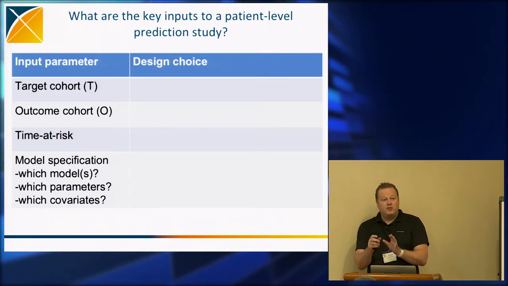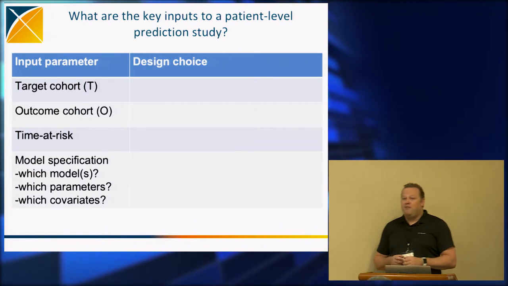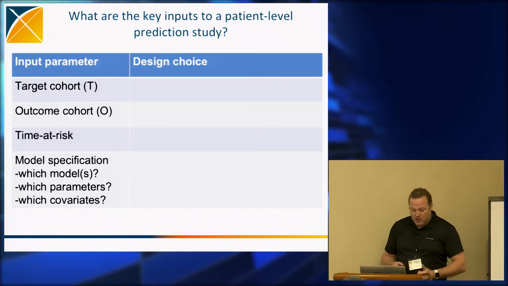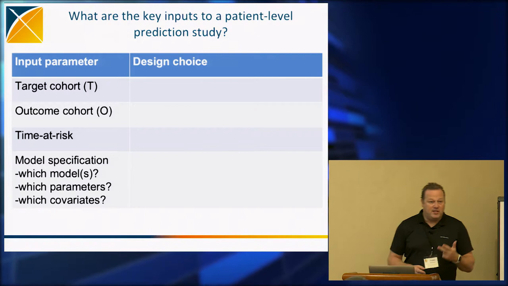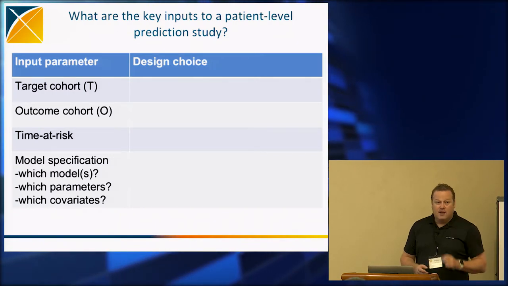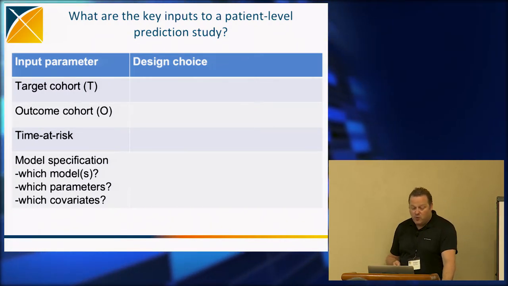And of course, if you want to do the modeling itself, you have to define which models you're going to use, which parameters, and which covariates. So that's also something that you have to specify as well if you want to do a prediction.